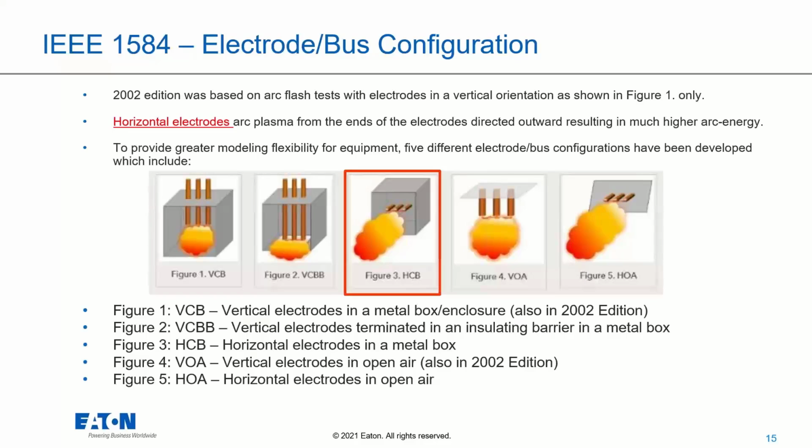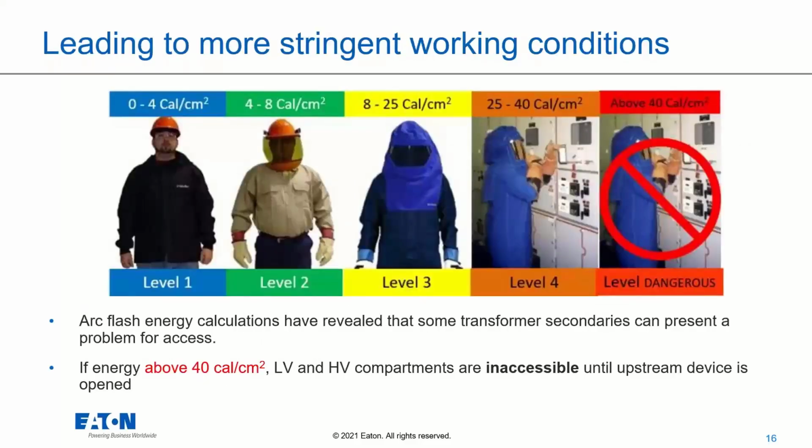But one thing I do want to point out here is that the energy has not gotten worse as time went on. The energy has always been present, and we're now just better understanding how to model it: how that arc propagates and how its energy really goes towards a user depending on your electrode configuration and your enclosure. This is something that is being used by a lot of people now to update their systems and do new studies to better understand what kind of energy is really in their system based on this new model.